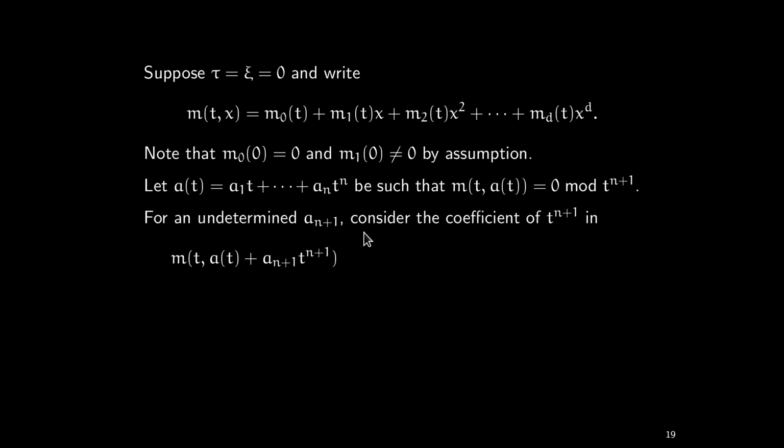You just make an ansatz for the undetermined coefficient and see what will happen if you plug an additional monomial here with this unknown a n plus 1, and the known part that you have already computed, into this polynomial. What you want is this equation, but with the next highest power of t. So you will get m1 of 0, which is this one, times a n plus 1, plus things that are independent of a n plus 1.